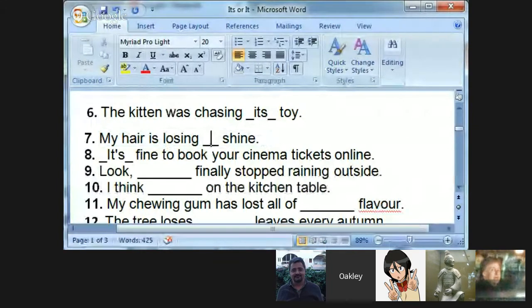Me or Eden. Okay. My hair is losing its shine. Its is a possessive pronoun. Perfect. Very good. You are correct. Is your hair shiny, Eden?